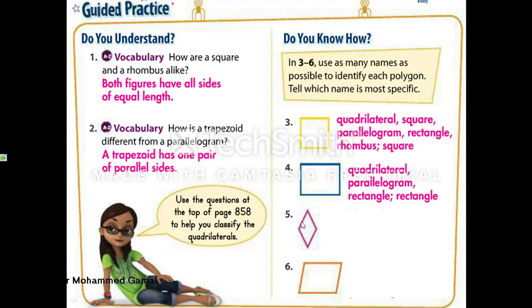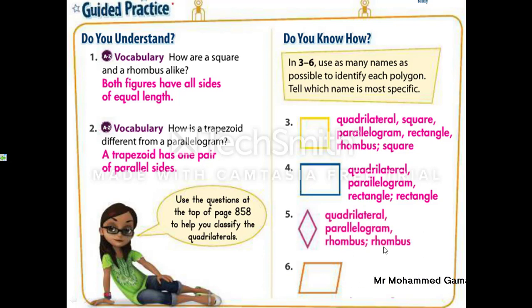This one, as you see, question 5, yes, excellent, it's a rhombus. And this rhombus can be named as a parallelogram as well because it's his father, and his grandfather is quadrilateral. In question 6, the most specific name is, yes, excellent, it's a parallelogram, and this parallelogram can be, like its father, a quadrilateral.